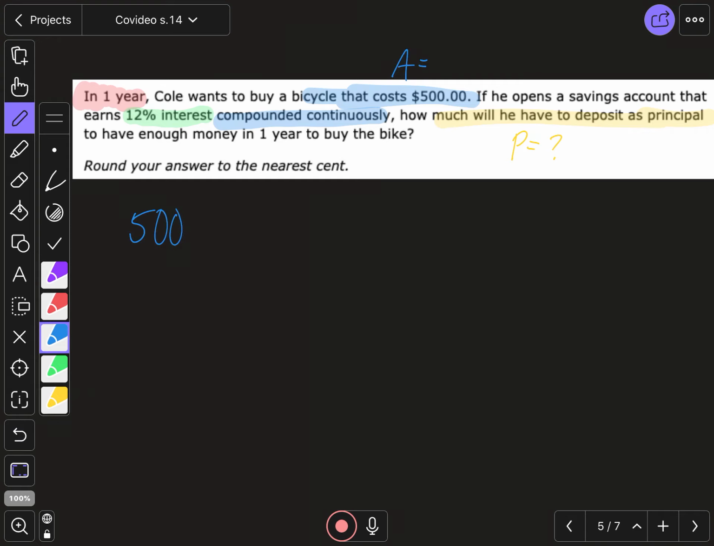So 500 equals P, and again, I like to put that dot there. It really helps a lot of people. e, r, so 12% as a decimal would be 0.12, and times 7. So basically what we have here is 500 equals P times some number like 7. And we just want to get rid of that number before we can solve, so we need to figure out what this is equal to so that we can divide it out. Okay. So I'm going to go to my calculator and say, what's e to the 0.12 times 7?